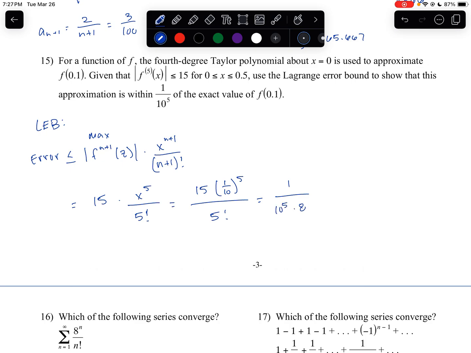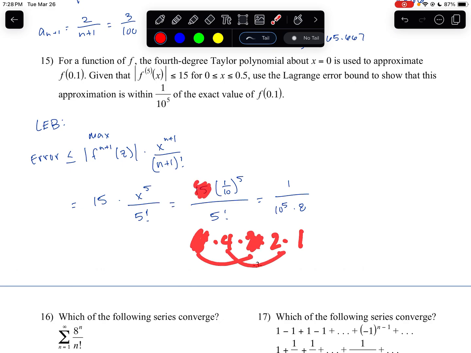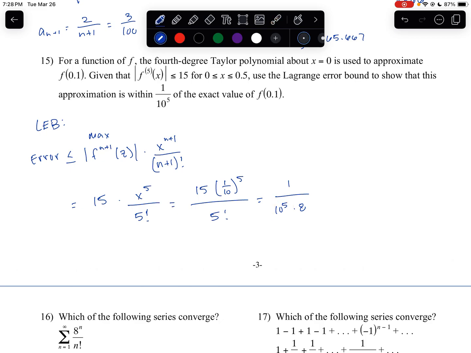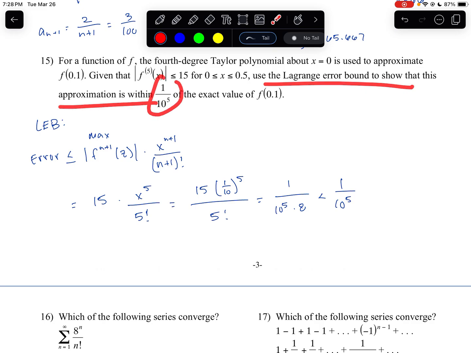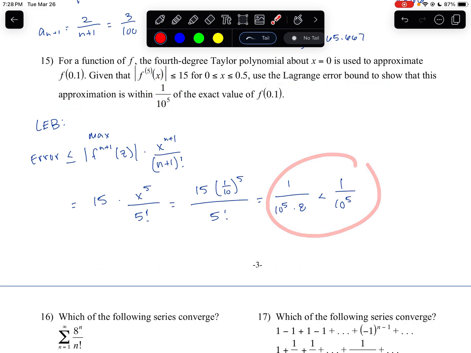So again, if you didn't catch that, 5 factorial is 5 times 4 times 3 times 2 times 1. 5 times 3 is 15, so that's going to cancel with that 15 in the numerator. This is going to be 8 right here. 1 over 10 to the fifth is the same thing as 10 to the fifth in the denominator. Now this obviously is less than 1 over 10 to the fifth, because you're also multiplying the denominator by 8. There you go. So we've used the Lagrange error bound to show that this approximation is within 1 over 10 to the fifth. There you go.